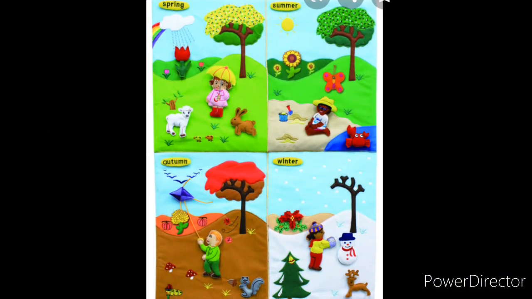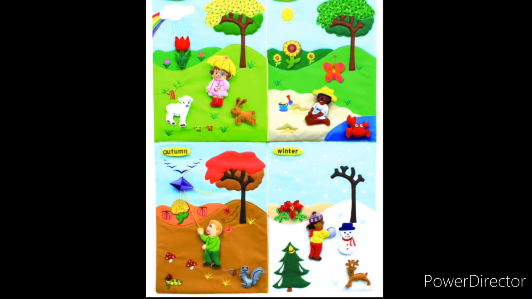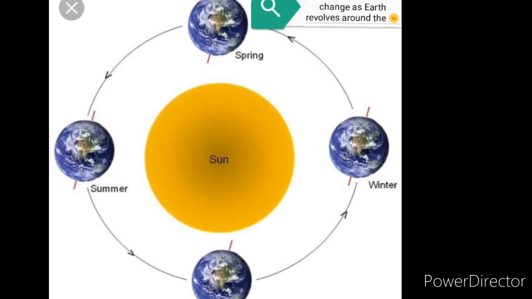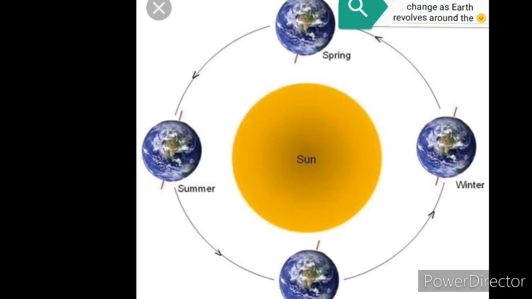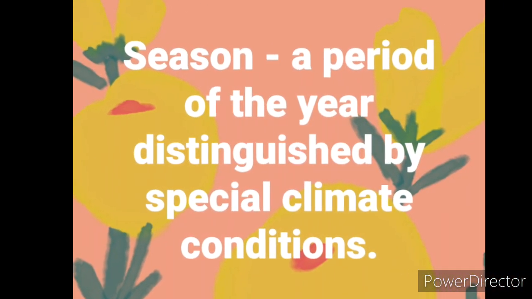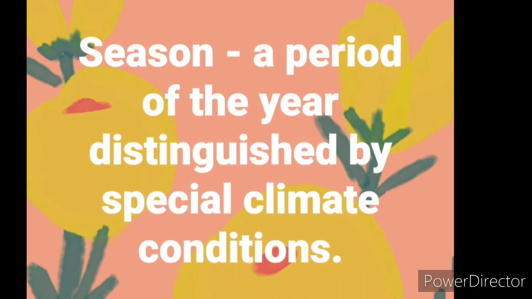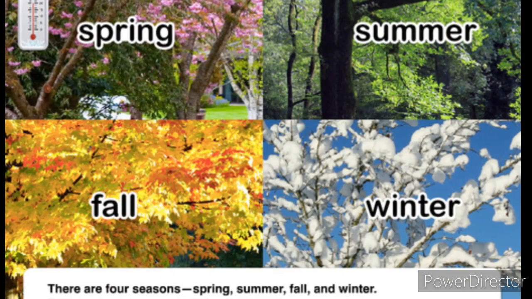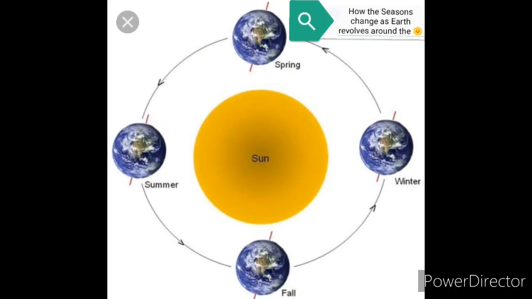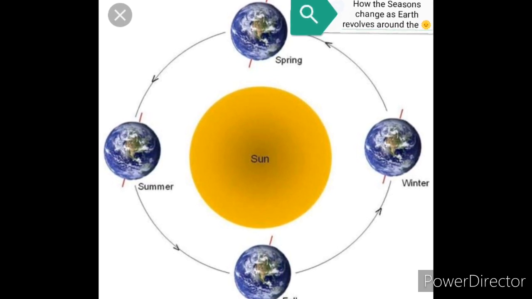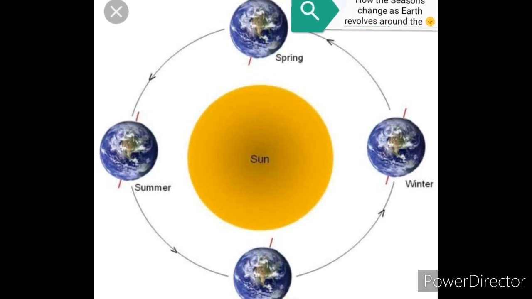Our topic tells us about seasons. It's explained scientifically that rotation causes day and night, while revolution causes seasons. But what is a season? A season is a period of the year distinguished by special climate conditions. The seasons are called winter, spring, summer, and fall or autumn. Seasons occur because the Earth is tilted on its axis as it rotates and revolves around the Sun.